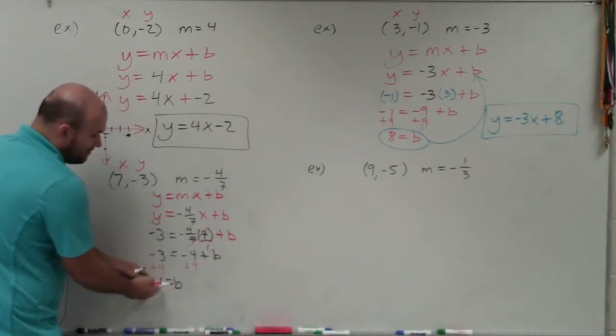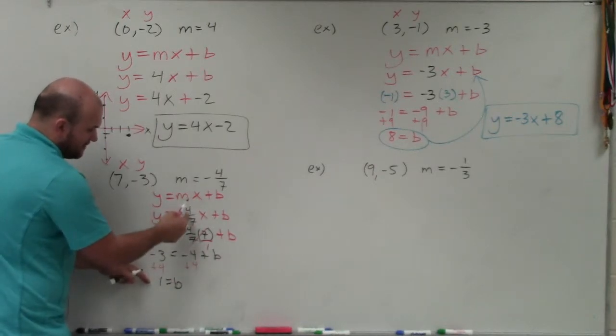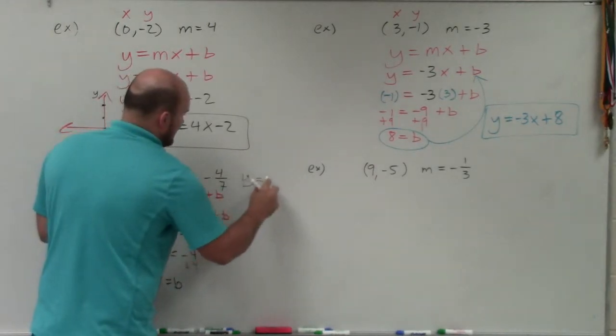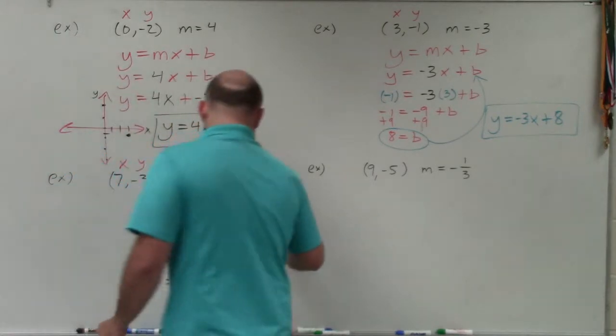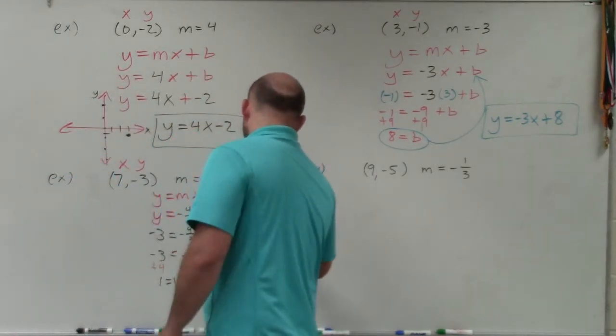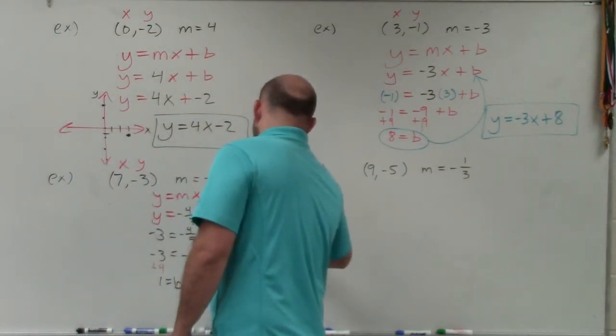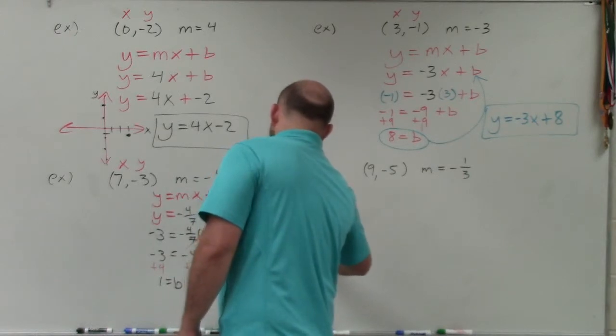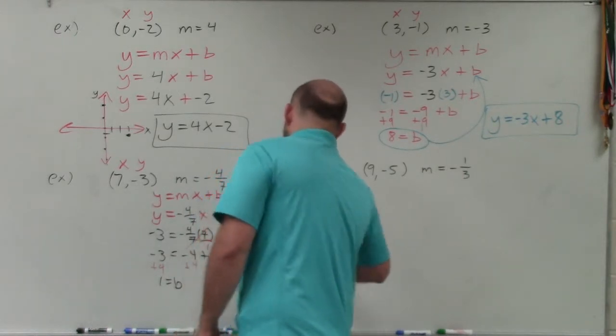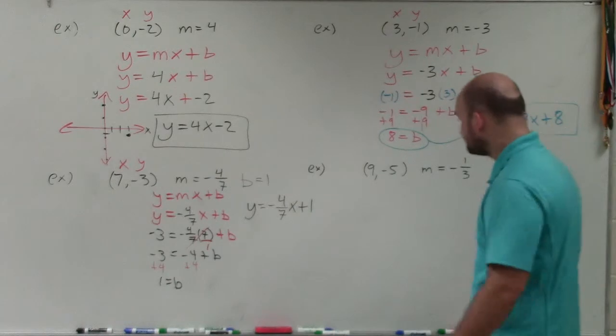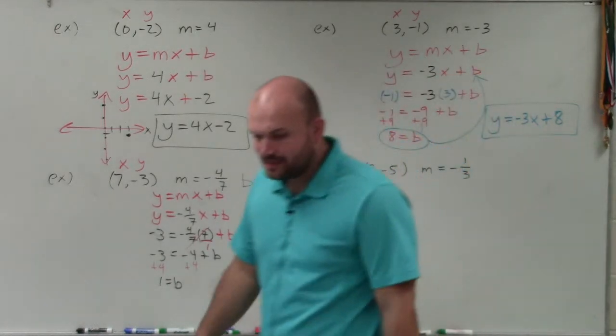So now I know what b is. I already know what m is, right? So now they tell me b equals 1. So now I can just write the equation. And my equation is going to be y equals negative 4/7 x plus 1. Ta-da!